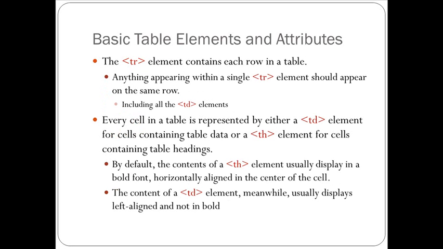The TR element, as we talked about before, contains each row. Anything appearing within a single TR element should appear on the same row, which includes all the TD or TH elements as well. Every cell in a table is represented by either a TD element for cells containing table data, or a TH element for cells containing table headings. By default, the contents of TH usually display in a bold font, horizontally aligned in the center of the cell, and the content of a TD displays left aligned and not bold.